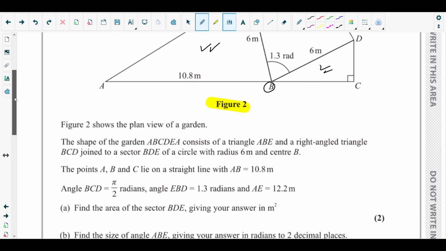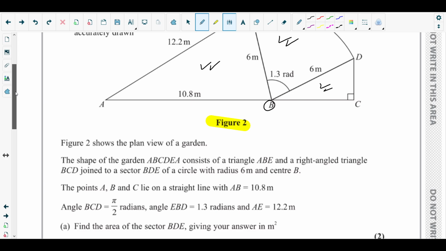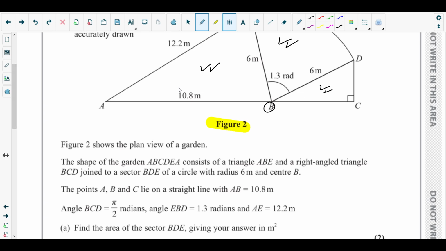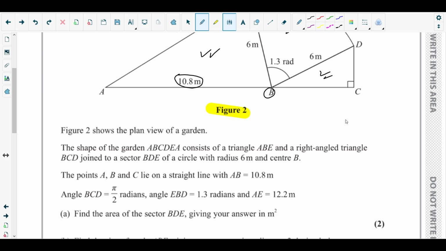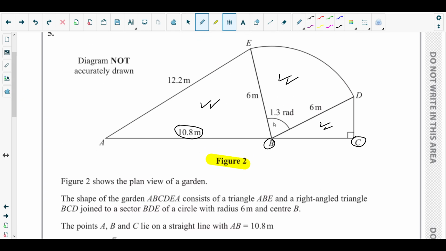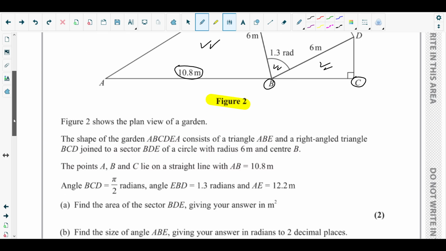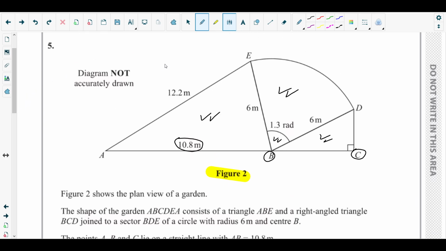The points A, B and C lie on a straight line. The length of AB is 10.8 m. Angle BCD is given as pi over 2 radians, that is, a right-angled triangle. Angle EBD is given as 1.3 radians. And AE equals 12.2 m, the length of the side AE of the scalene triangle.